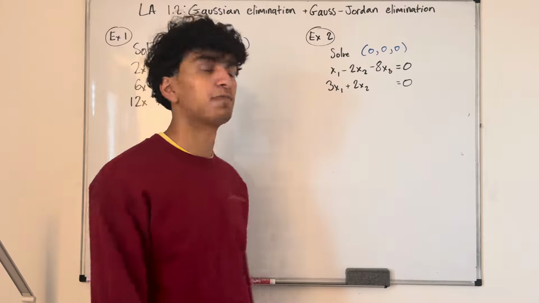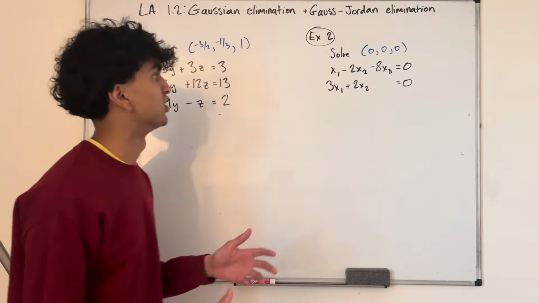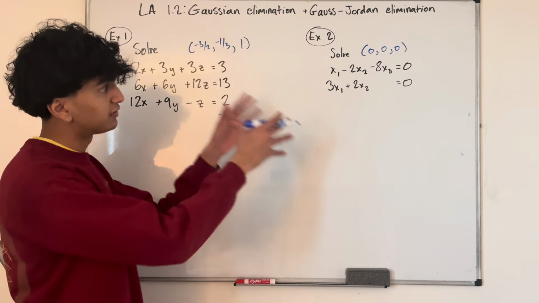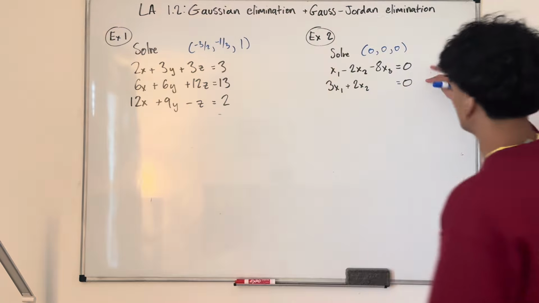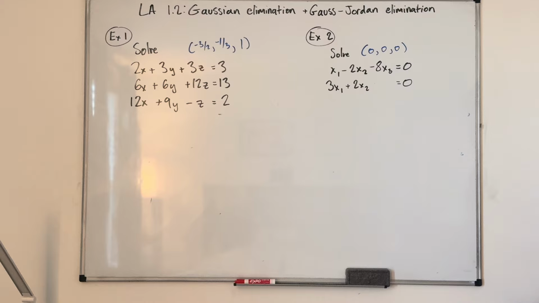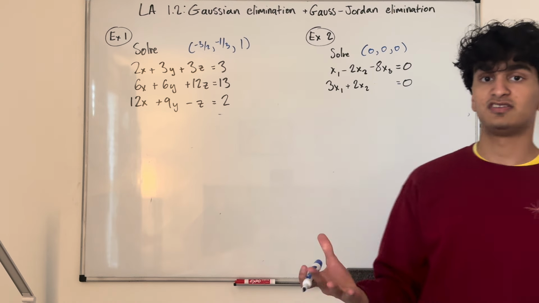Trivially we'll get 0. This is what we call a trivial solution. So this system of equations is special because its constants are equal to 0. Each of the equations is just equal to 0. So we call this a homogeneous system.